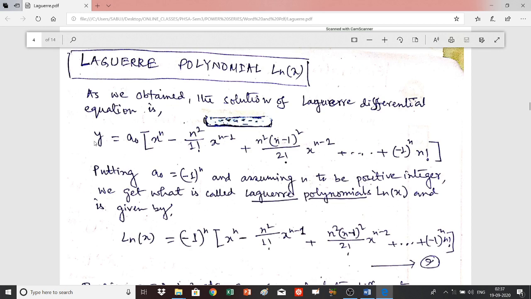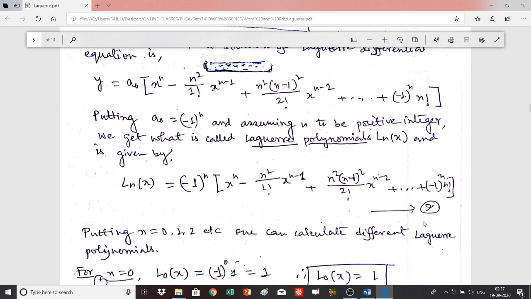So ln x will be written instead of y, that is equal to (-1)^n, since a is taken as (-1)^n, and then the rest of the expression. Just write all this expression here. This is equation number 9.